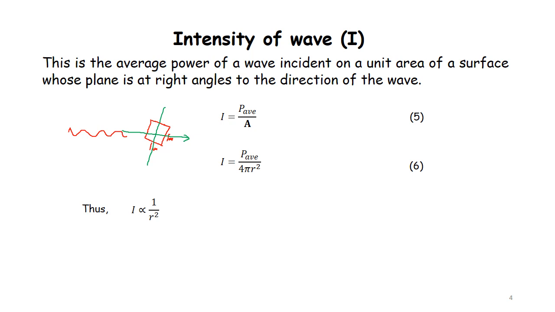But because a wave is more spherical or circular, it's not like a line. Then you address the area of the surface where the wave will be incident in terms of a sphere. That's why we have 4 pi r squared, the area of a sphere.